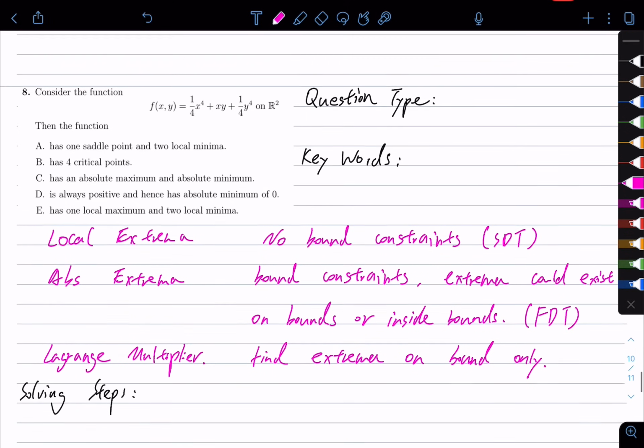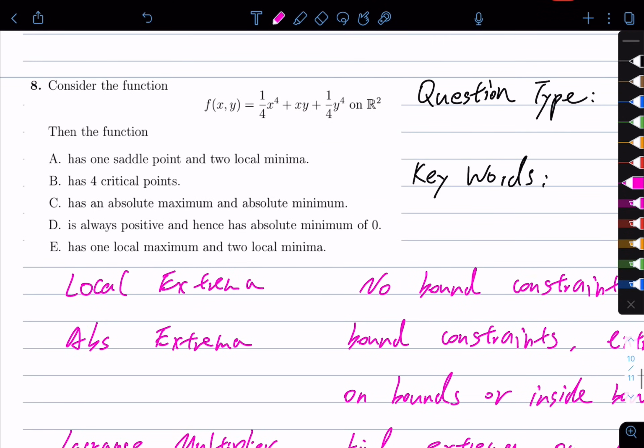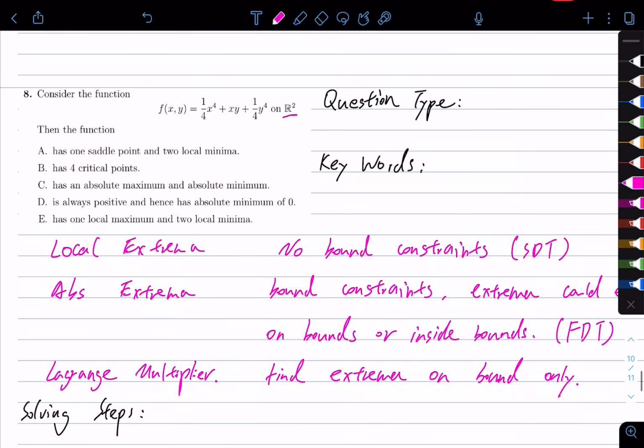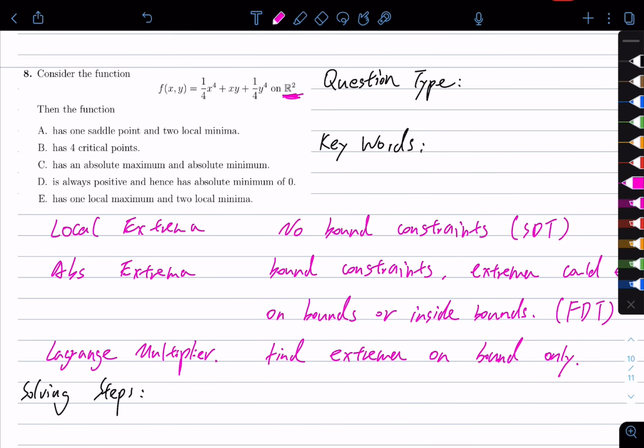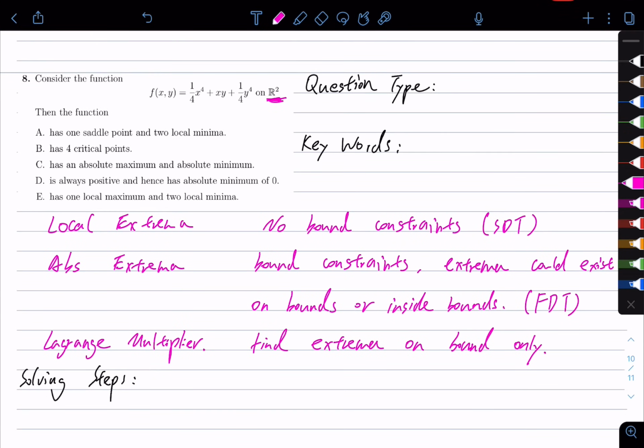Okay? So by looking at this problem, the key giveaway is this little thing, R2. R2 means we have no bound constraints, right? The variables x, y could exist for the entire real number plane. So this is a local extrema problem, and the local extrema problem is in chapter 15.7.1.